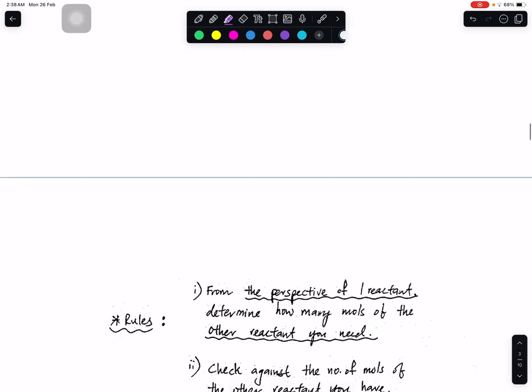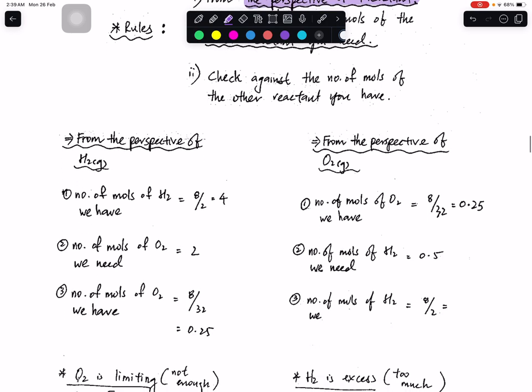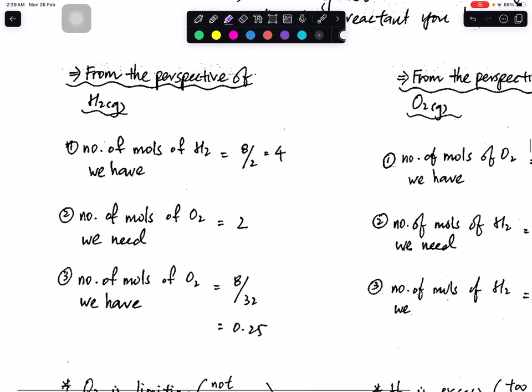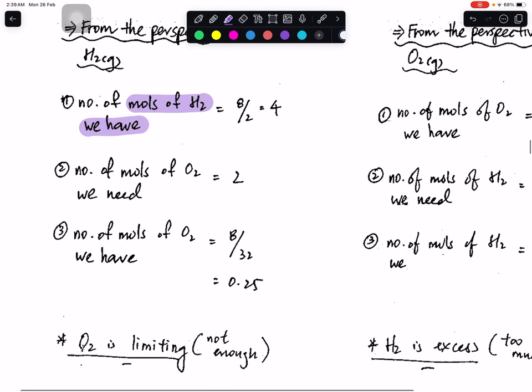So what are we going to do? To find out who's the limiting and who's the excess, you pay attention to the perspective of any one reactant. Just choose one. In this case, let's say you choose hydrogen. First, think about how many moles of hydrogen we have. Based on that, how many moles of oxygen do we actually need? And based on that, check how many moles of oxygen you currently have.